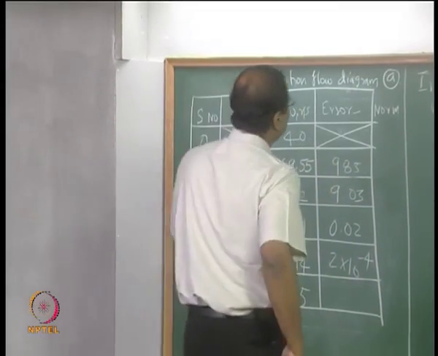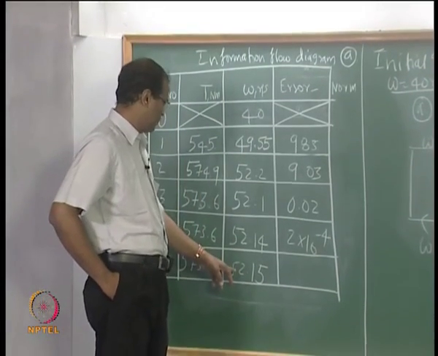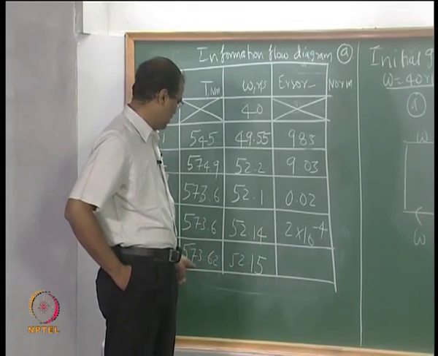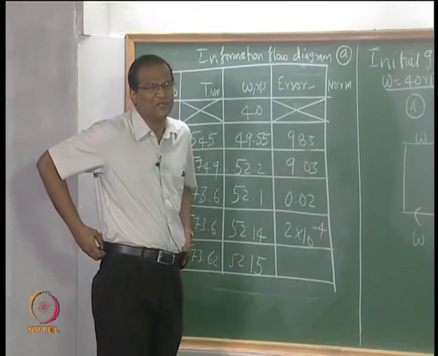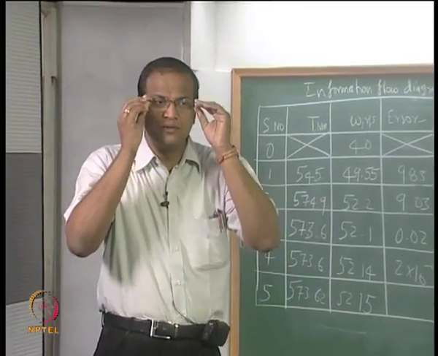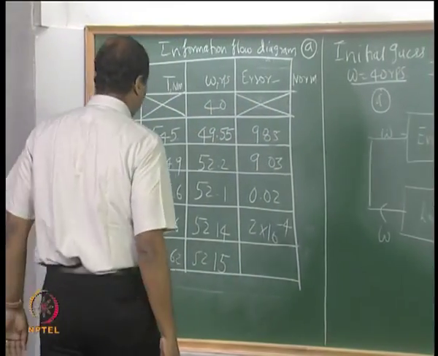Now, shall we go to the other information flow diagram? So this is your correct answer: omega is 52.15 revolutions per second, rps, and torque is 573.62 Newton meter, okay. Now, we will go to the other information flow diagram.